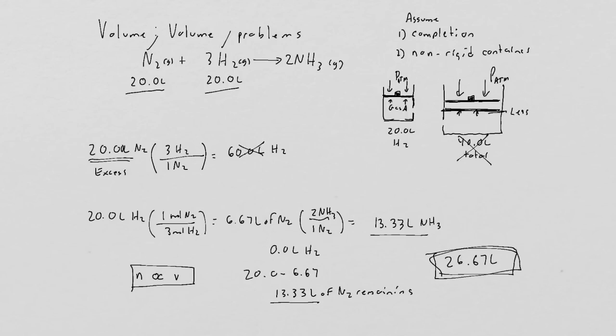So, really quick summary here. The basic ideas are the reaction is going to completion. You've got a non-rigid container, and you can literally use the coefficients in the reaction to determine the changes in volume of the individual gases. That's only because it is a non-rigid container and because of Avogadro's idea that the volume is proportional to the number of molecules that are in the container.